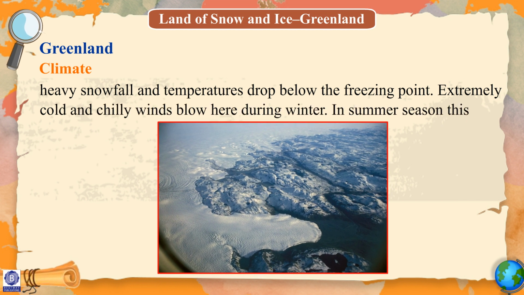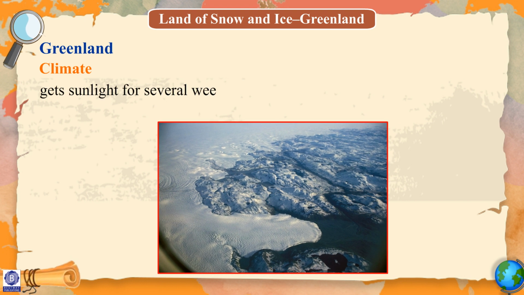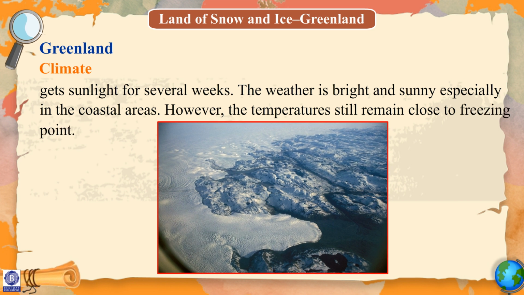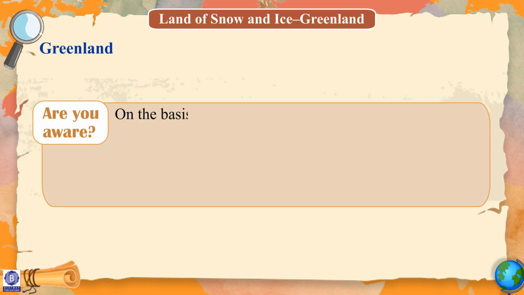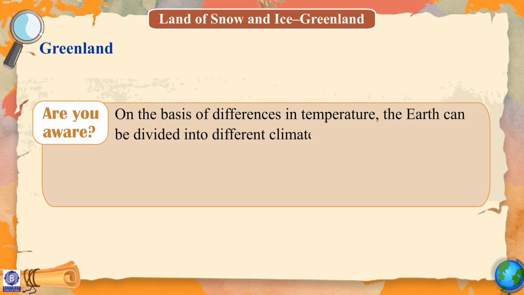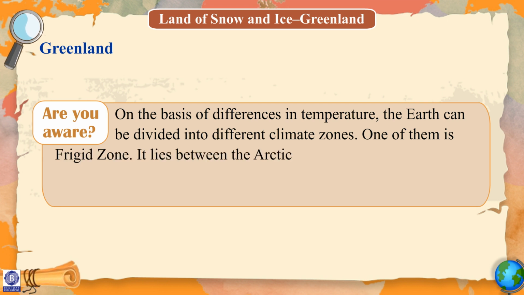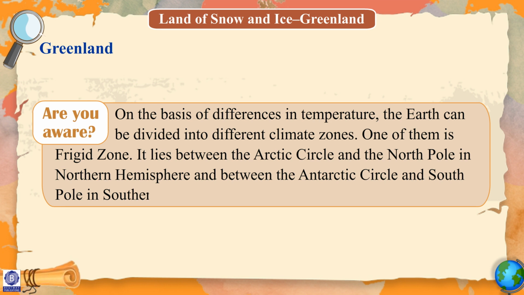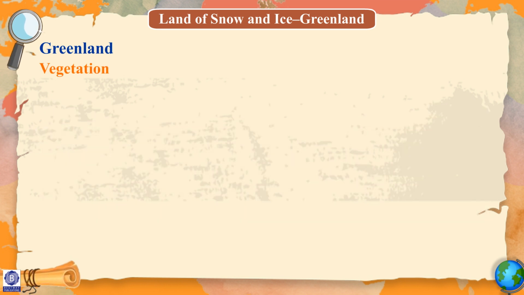In the summer season, this island gets sunlight for several weeks. The weather is bright and sunny, especially in the coastal areas. However, the temperatures still remain close to freezing point. Are you aware? On the basis of differences in temperature, the Earth can be divided into different climate zones. One of them is the frigid zone. It lies between the Arctic Circle and the North Pole in the Northern Hemisphere and between the Antarctic Circle and South Pole in the Southern Hemisphere.